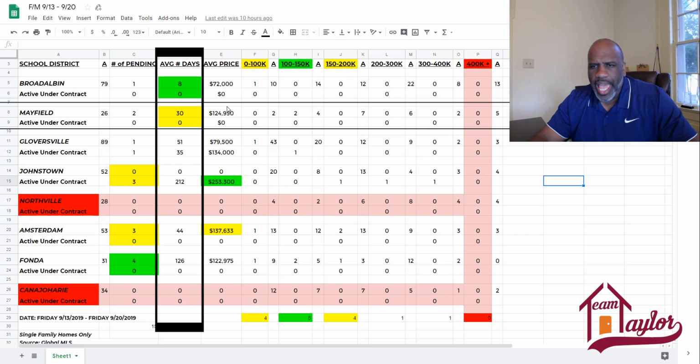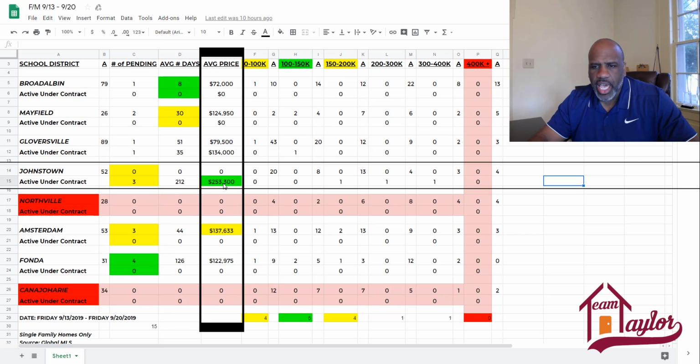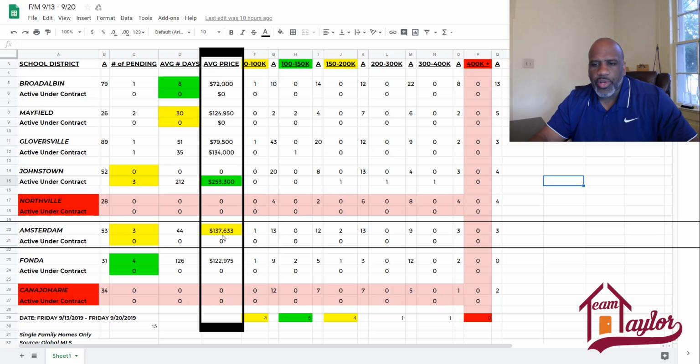As for average price point, Johnstown had the highest sale of the week with $253,000, and that one is active under contract now. What that really means is that you can still take a look at it even though it's under contract. Amsterdam, $137,000 was the average of the 3 sales they had this week. So that is good as well.